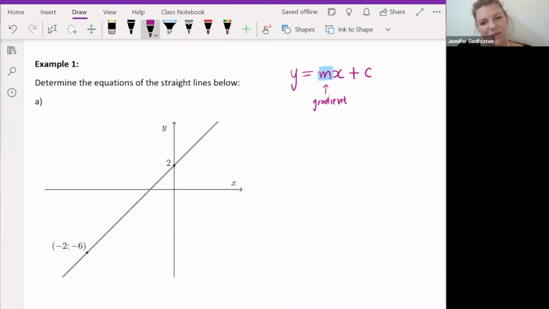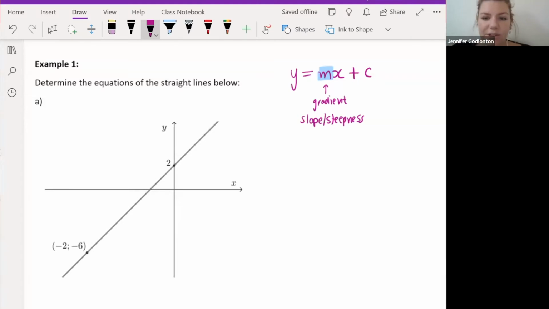Can you give me some other words for what a gradient is? Ma'am, I think a gradient is another word for a slope. Beautiful, good. So your gradient is like your slope or your steepness. Basically it's telling us how steep my graph is. That's what we're looking for when we look for a gradient.